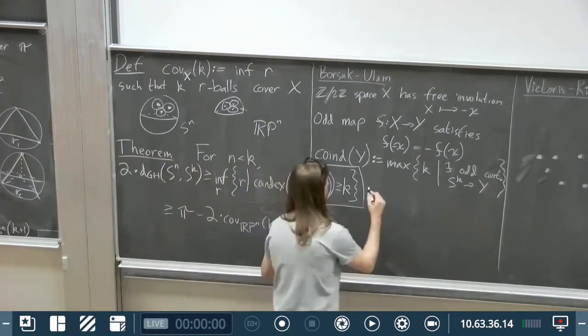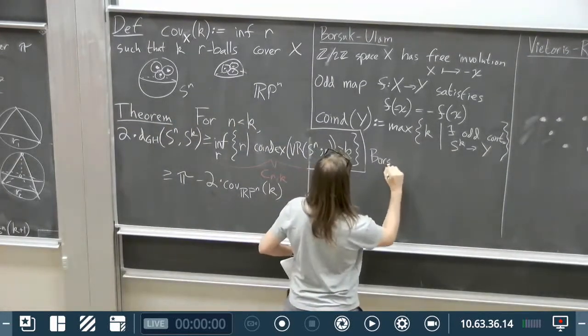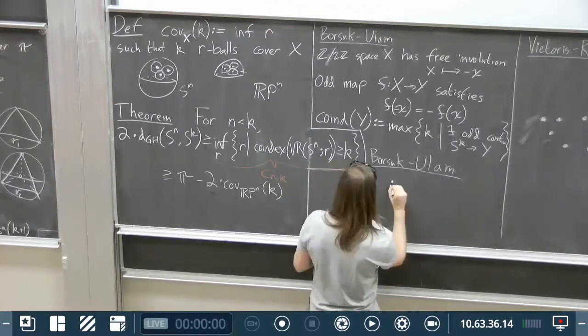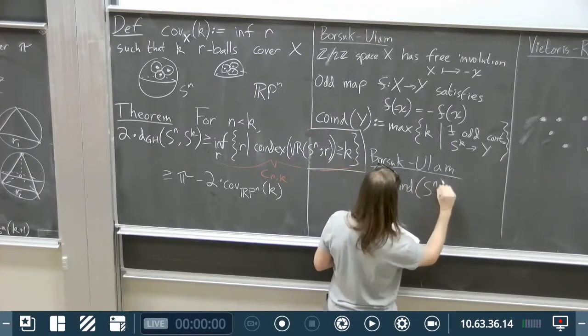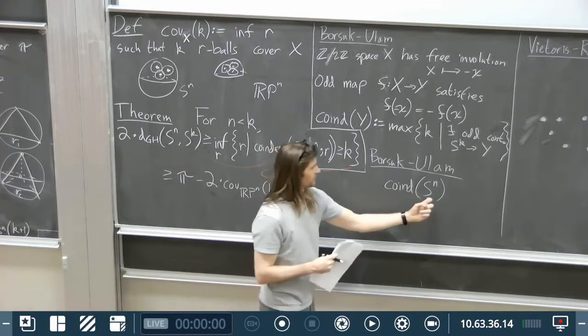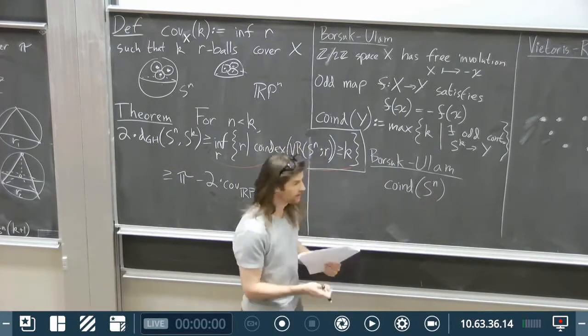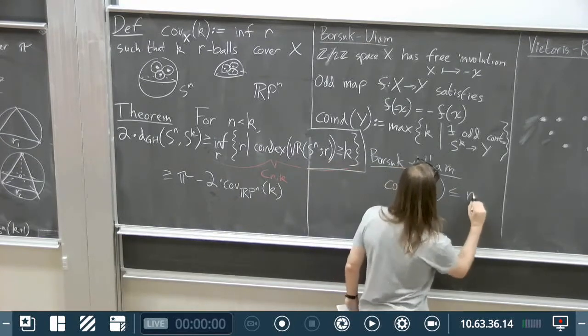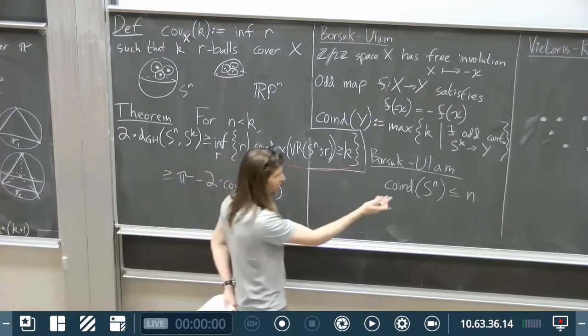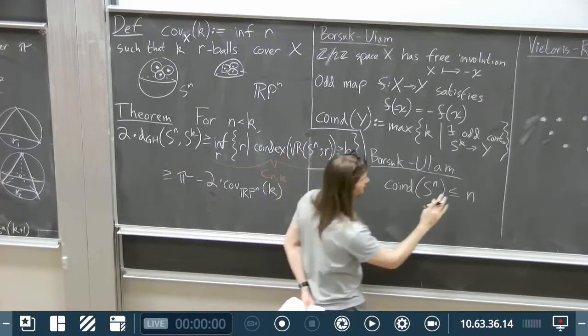So what does the Borsuk-Ulam theorem say? It says something about the co-index. Borsuk-Ulam says that there's no odd maps from a higher dimensional sphere into a lower dimensional one. So the largest k sphere that you can map into the n sphere is at most n. So the co-index of the n sphere is at most n. You can get an odd map from the n sphere to the n sphere, but you can't get an odd map from a larger dimensional sphere into the n sphere. And of course, you can have an odd map from the n sphere to the n sphere, just the identity map. And that shows that this is an inequality.